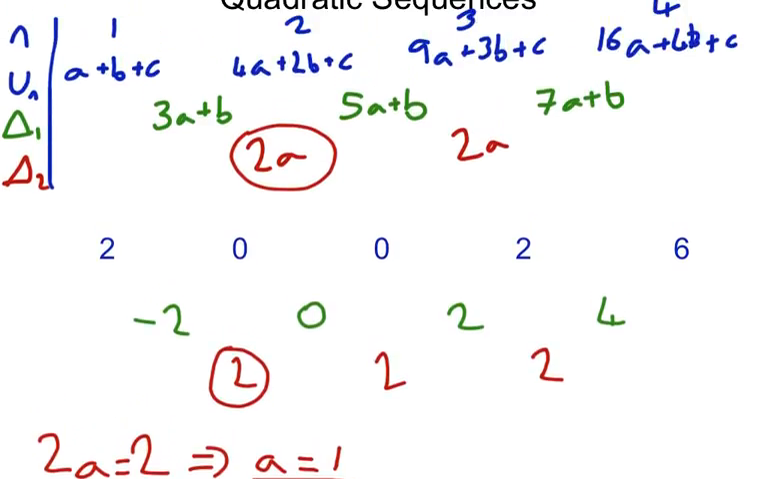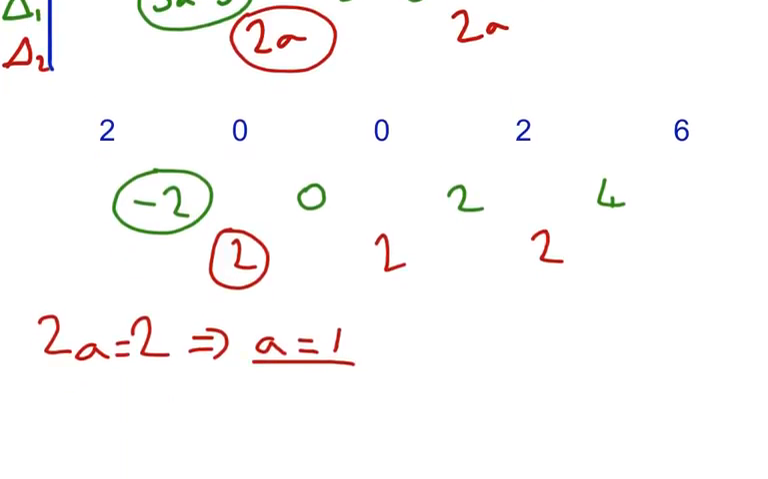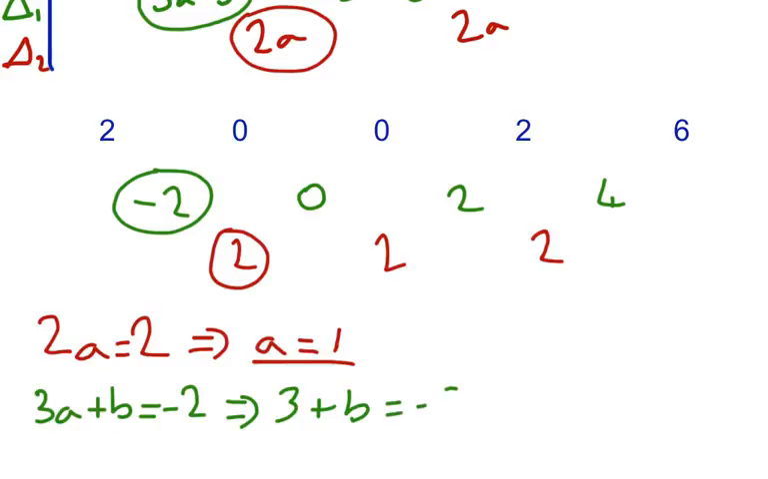Now we can compare 3a plus b with minus 2. 3a plus b is equal to minus 2, but we know a is 1, so it's 3 plus b equals minus 2, which means that b is equal to minus 5.